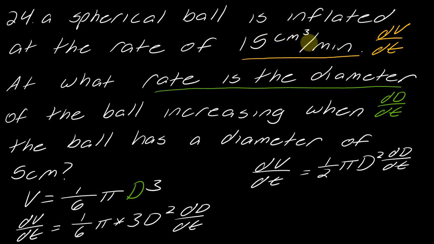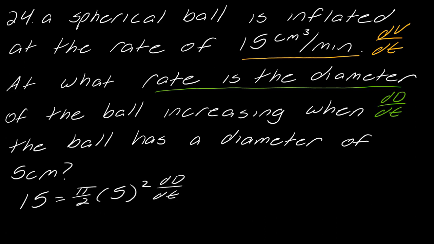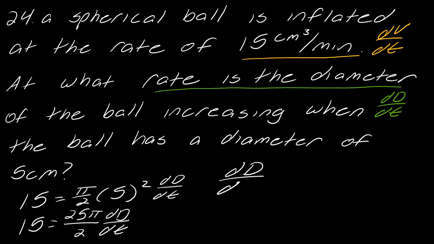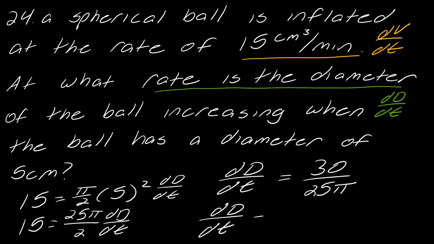We already said that this was my dV/dt, and then we're talking about the moment when the diameter is 5 centimeters. So this is going to go where the diameter is, and that's going to allow me to solve for this other rate that I didn't know. So I have 15 equals pi over 2 times 5 squared dD/dt. Okay, so let me clear just a little more space. So this is going to be 15 equals 25 pi over 2 dD/dt. Then if I solve this, I get that dD/dt is going to equal 30 over 25 pi.